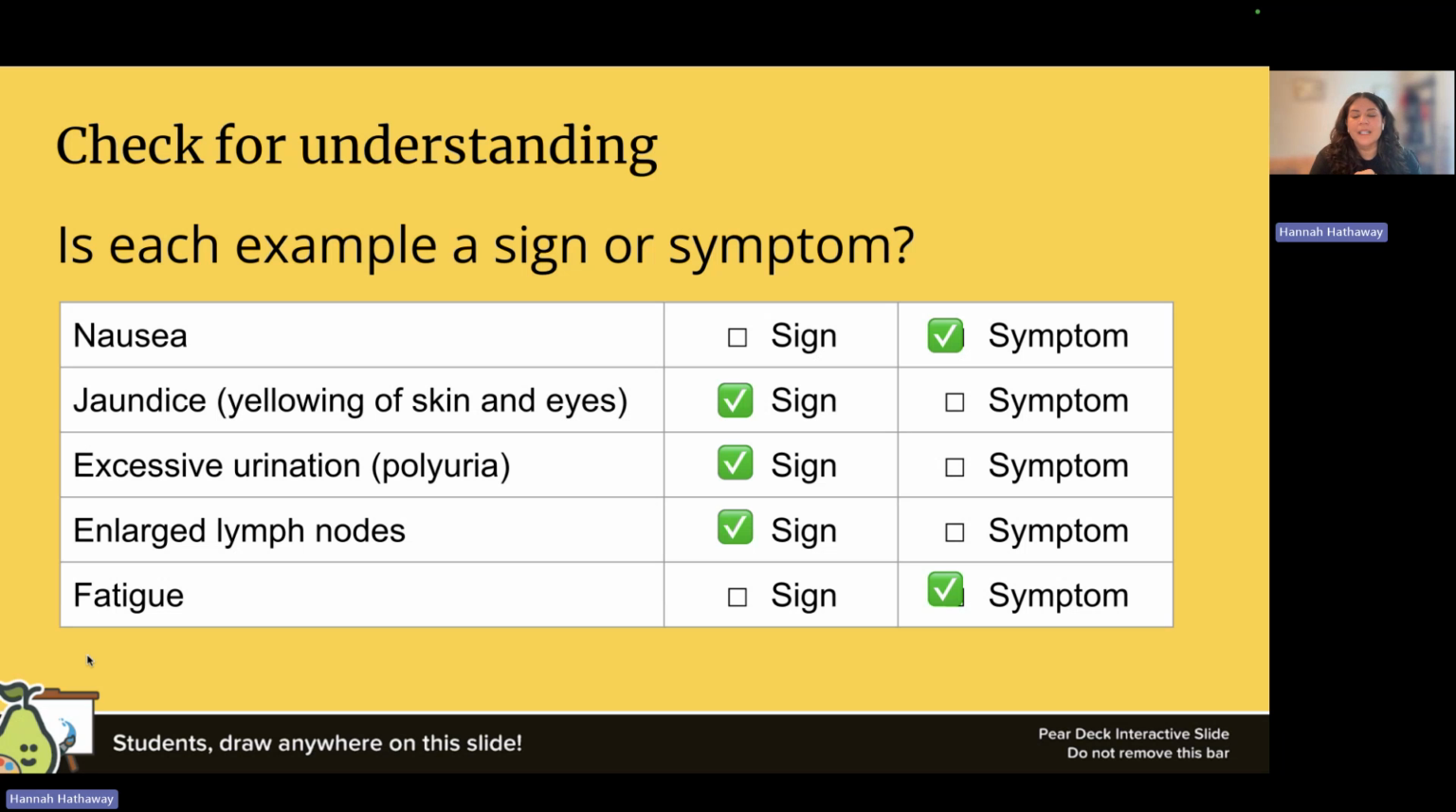Excessive urination or polyuria. So you can measure the amount of urine that someone is producing, and if it's more than what is considered the normal range, then that would be considered excessive. So that is a sign.